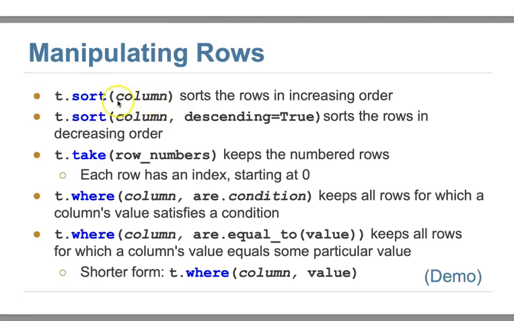Yeah, so if you remember, we talked about sort, right? You can sort the column values. By default, it does ascending order. So if you want descending order, you can add the second argument, descending equal to true.